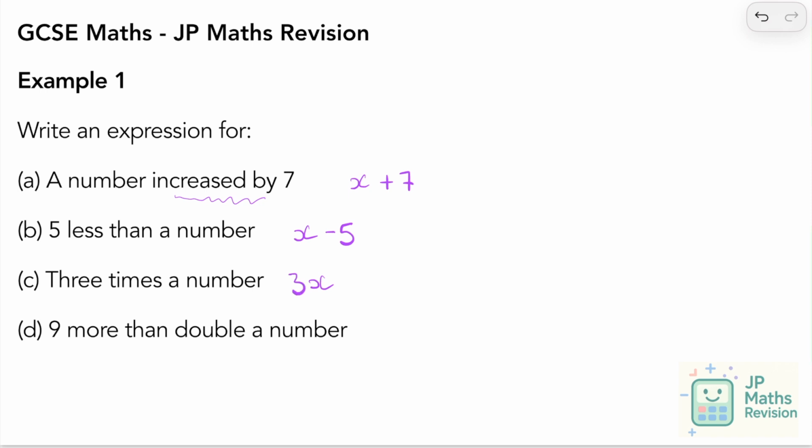This last one here, 9 more than double a number. So if I call the number x, double x is going to be 2x, and it's 9 more than 2x, so it's 9 plus 2x. I could write that as 2x plus 9, it's the same thing.